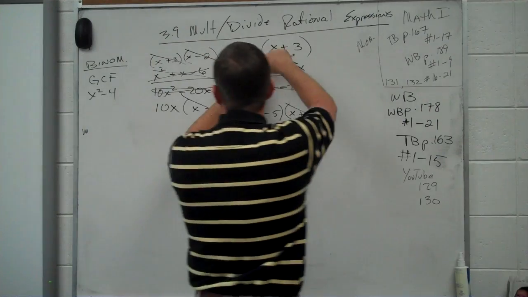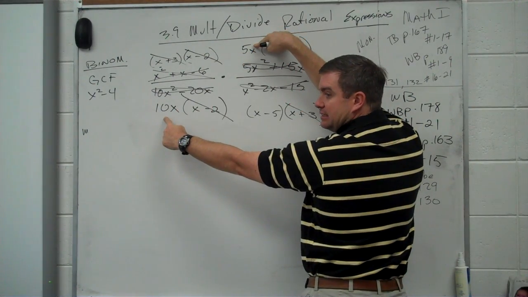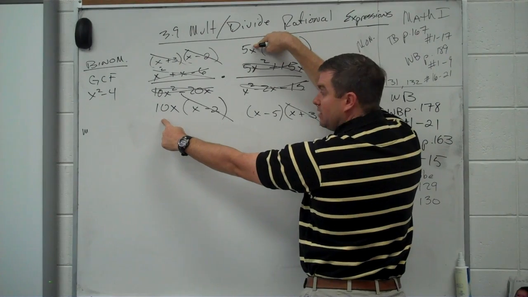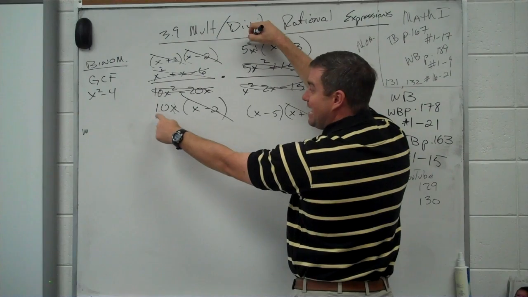We come over here to this 5x. We're moving our way across. We got 5x and 10x. Does anything cancel there? Yes. Yeah, the x's just go away, right? But then I've got 5 and 10.